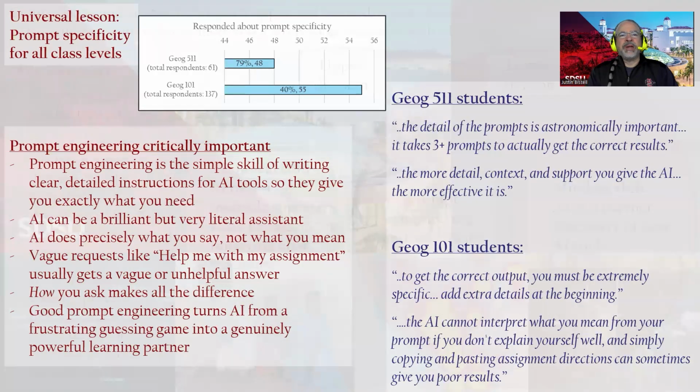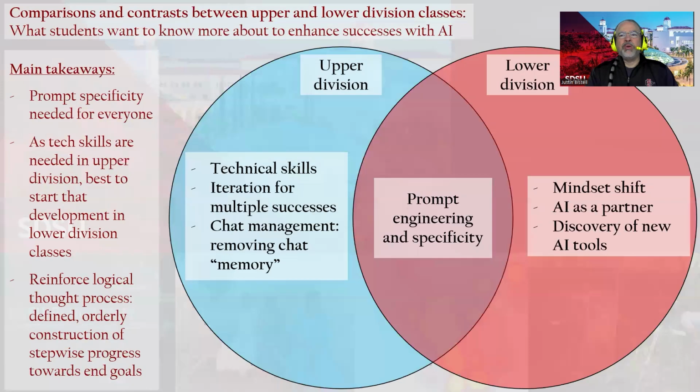So, what does the direct comparison between and among upper and lower division students and classes tell us? I believe the similarities are striking. Prompt specificity is the universal number one need at all levels. Both groups learn to treat AI as a partner and value iteration. However, I think that the differences are equally instructive.